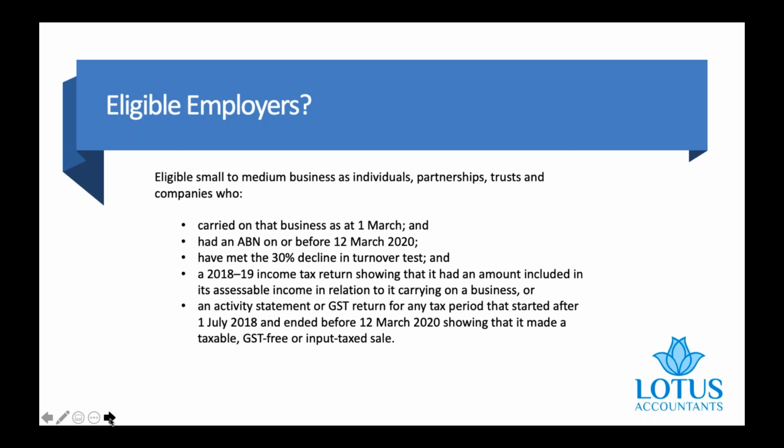Eligible employers. There's some real key dates that we need to understand. They apply to individuals, partnerships, trusts, and also companies who were carrying on a business as at 1 March 2020. You needed to have an Australian business number on or before the 12th of March 2020. You also need to meet the 30% decline in turnover test. You need to have either lodged your 2019 tax return showing that you had business income, or lodged an activity statement during the period up to 12th of March showing business income. If you don't have either of those, then there'll need to be ATO discretion as to whether you're an eligible employer.